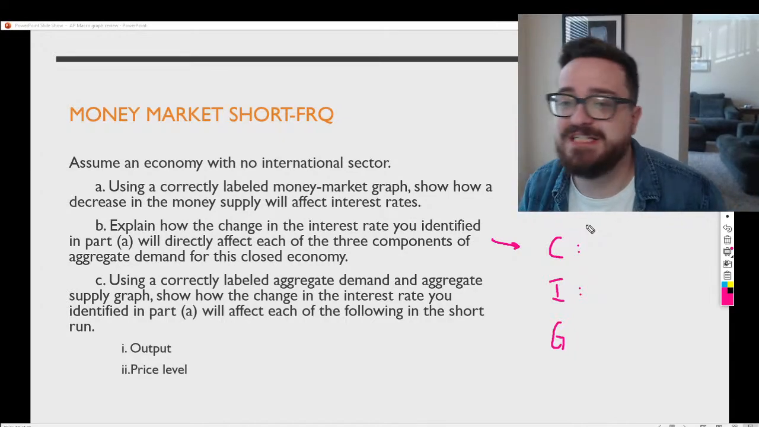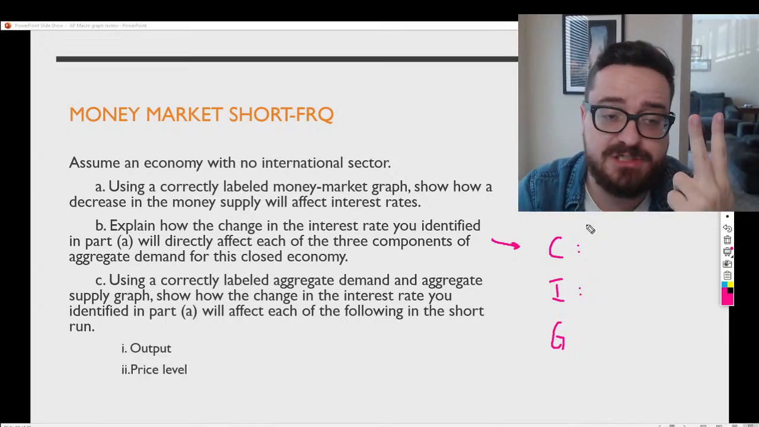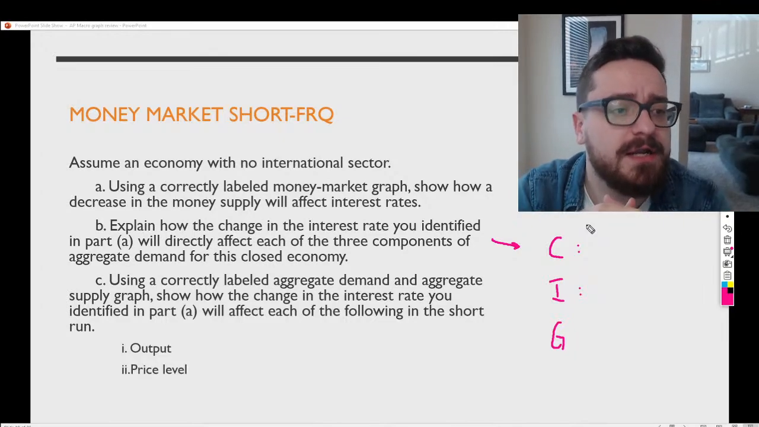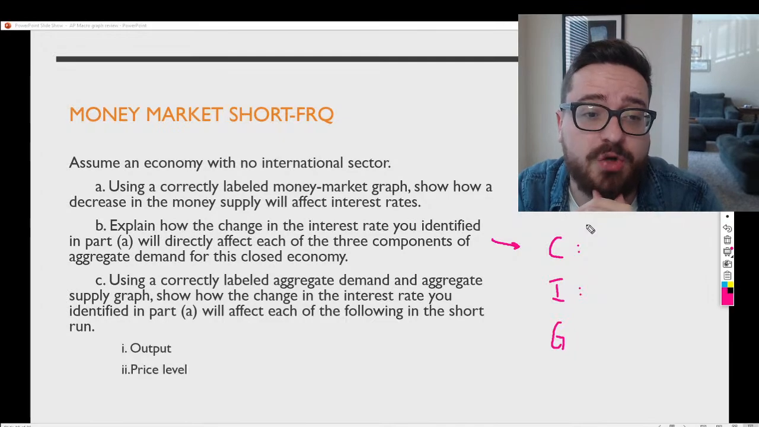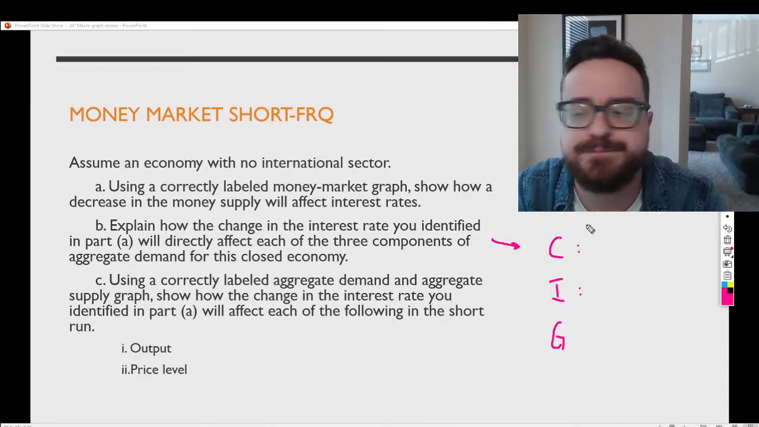But for all three of these, because loans are more expensive, consumers shouldn't be able to borrow and spend as much, businesses shouldn't be able to borrow and spend as much, the government shouldn't be able to borrow and spend as much. It's the same explanation for all three. It's why, even though it says directly affect each of the three components, you would have been able to get away with reusing the same explanation for all three.